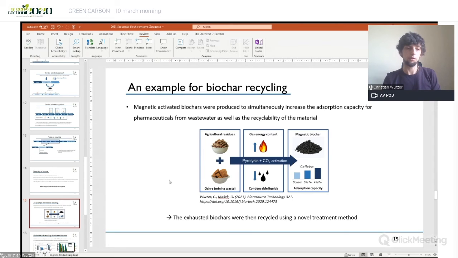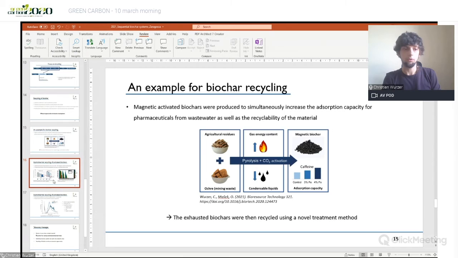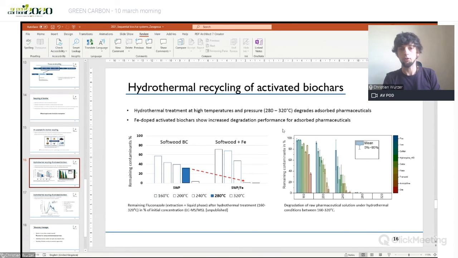We saw the absorption capacity increases for our activated magnetic biochars in comparison to the non-amended control. And then after this step, we also recycled them using a novel recycling technology, or a new method, because usually that's not done. So we subjected our exhausted biochar to a hydrothermal treatment at high temperatures. So we went from 160 degrees up to 320 degrees at autogenic pressure.